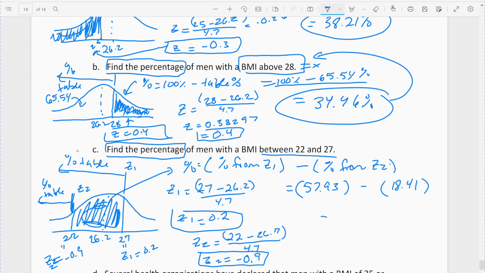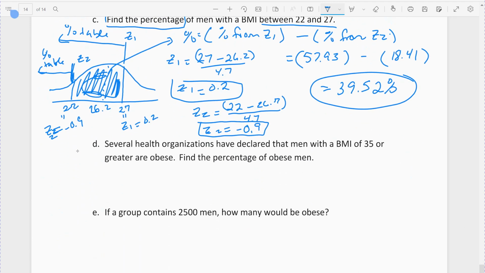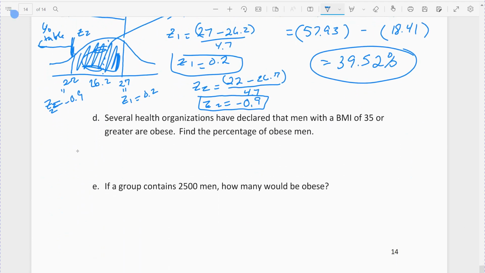And I find the difference, and that's the percent that I'm looking for. So that comes out to be 39.52%. So 39.52% of men will have a BMI of between 22 and 27. Alright, not the last yet. Last two, but I think they go together.